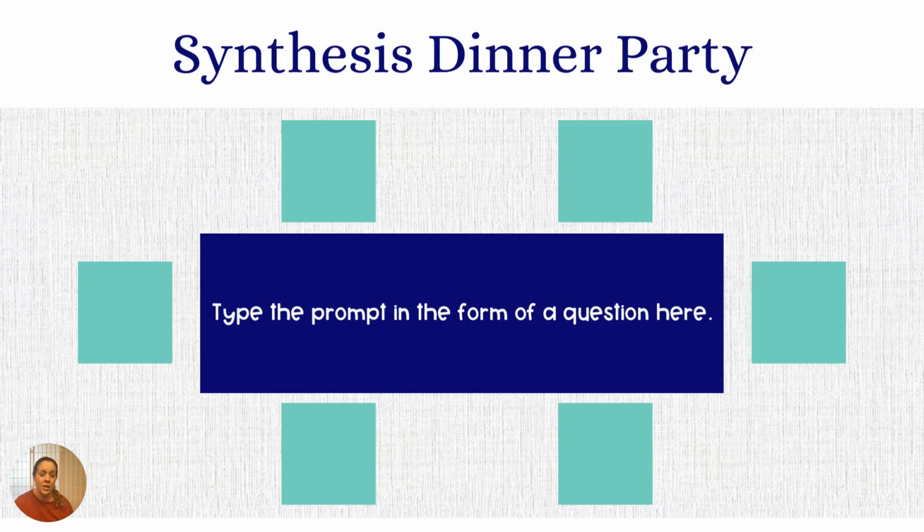Basically, what I like to do is insert a rectangle as the table, and that's where I type the prompt. I like to rephrase the prompt in the form of a question. If there are 6 sources, then I put 6 boxes around the table. Those are the seats, and then I have students seat the sources, creating their seating chart.